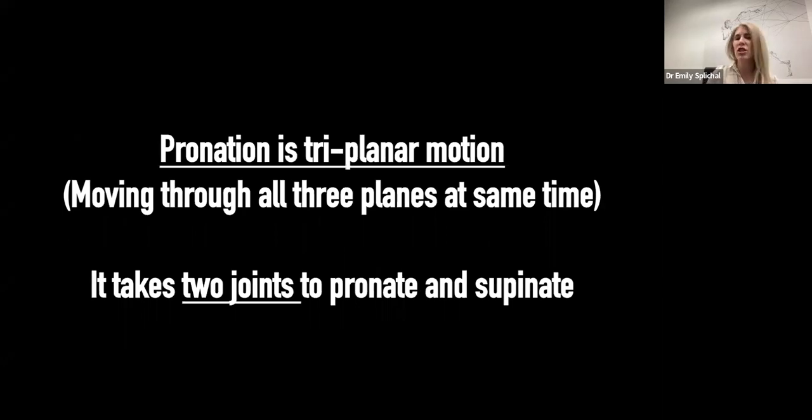Pronation, by definition, is triplanar motion, which means that we are moving through the sagittal, frontal, and transverse plane all at the same time, and it takes at least 2 joints to pronate and supinate. So when it comes to the foot, your rear foot, which is the ankle and the subtalar joint, 2 joints, can pronate, right? So the triplanar motion of the rear foot is happening between those 2 joints.